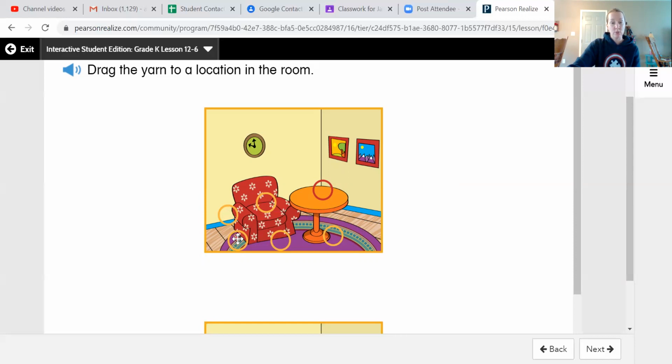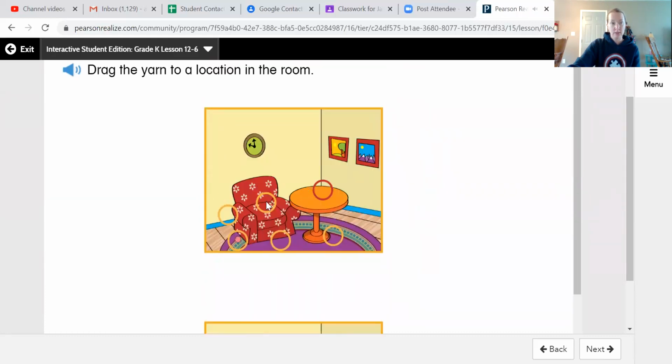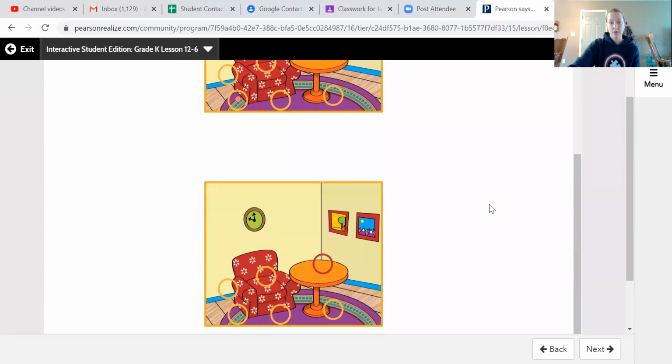Ooh, can you guess what they will say if we put it right here? Think about it. The yarn is next to the chair. Next to the chair. Did you get all of those right? Good job.